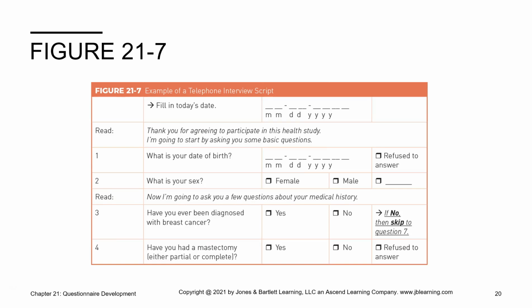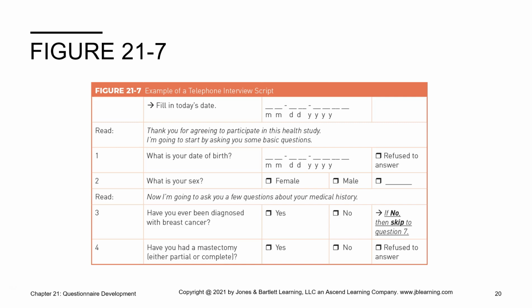So figure 21.7 goes over an example of a telephone interview script. Typically, when you have your survey and you're doing it self-administered, you would just have a little blurb up front. And you could have that online as well. But if you're calling somebody, it's good to have a script to state how you're going to ask your question. So at the beginning, you would say, thank you for agreeing to participate in this health study. I'm going to start by asking you some basic questions, whereas that information wouldn't be included if you were having them self-administer it.